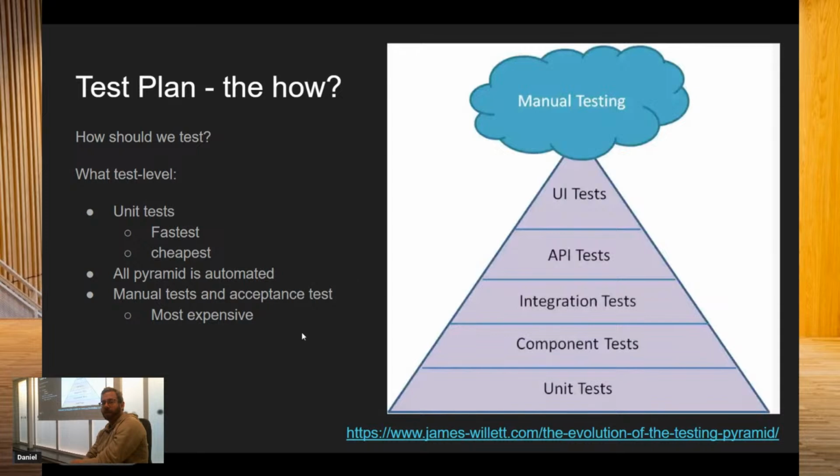So unit tests are fastest and cheapest. All of the pyramid, we try to automate that. And then manual tests and acceptance tests are most expensive, but they are still important.